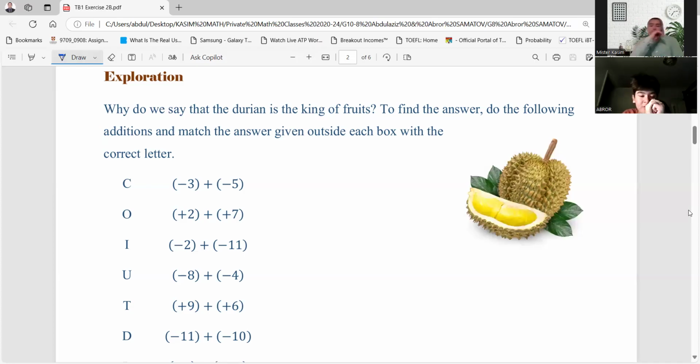Anyway, we are going to find out the answer to this question. Why do we say that the durian is the king of fruits in Southeast Asia? In Southeast Asia, like Malaysia, Singapore, Indonesia, Myanmar, Thailand, Laos, Vietnam, Philippines. So that is the king of the fruit. Almost everybody likes this fruit, loves this fruit. All right, let's do it, Abror.